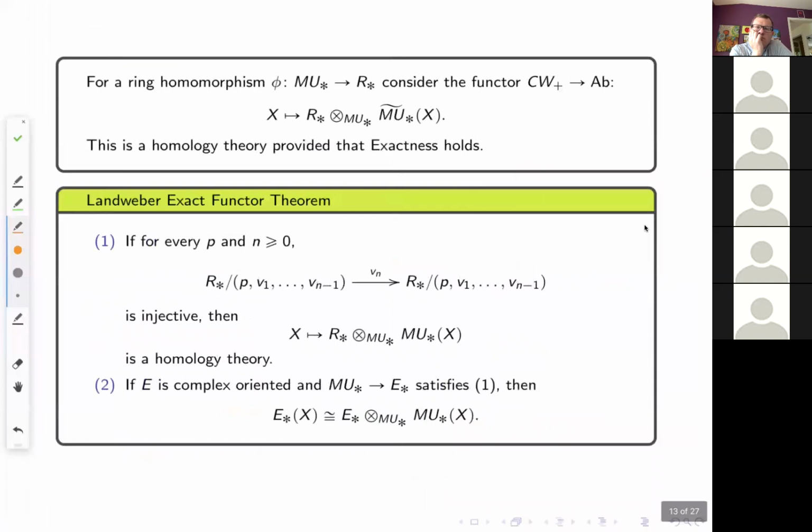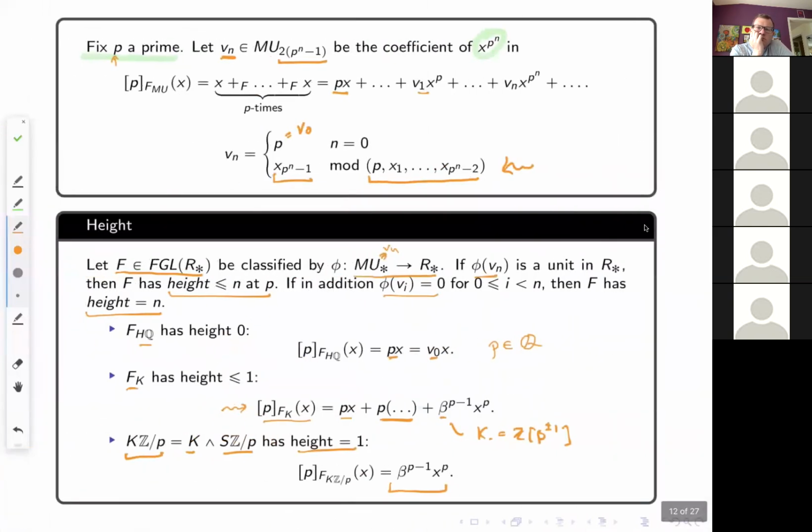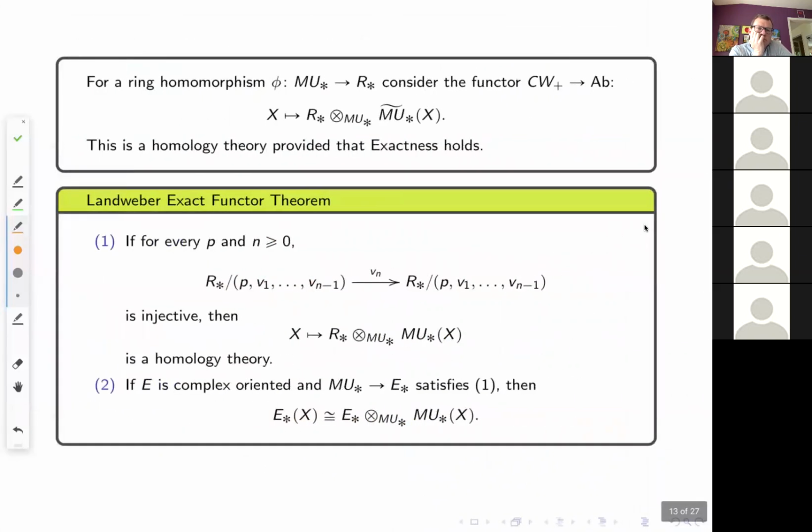And the next thing, now I'm going to use this construction and these v_n's to construct new theories from old theories. Remember, one of the goals for today is to talk about the Morava K-theories, and we're almost there. If you have a ring homomorphism from MU star to R, then you can consider the functor which takes based CW complexes to abelian groups, and it takes X to just this abelian group. That's actually an R star module.